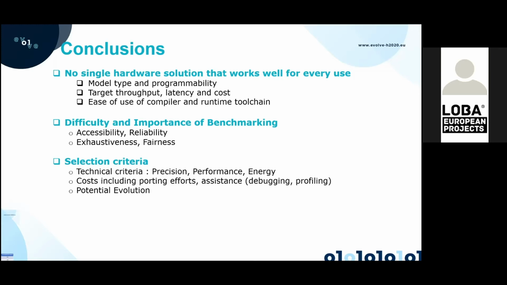And obviously, profiling is another kind of feature we would like to have in order to help in the selection of an acceleration technology. And obviously, potential evolutions. That means that we start with a version of a technology, and we would like to understand how it will evolve in the future. So here is somehow all I would like to say about our experiences in using hardware acceleration for AI in the framework of the Evolve project.